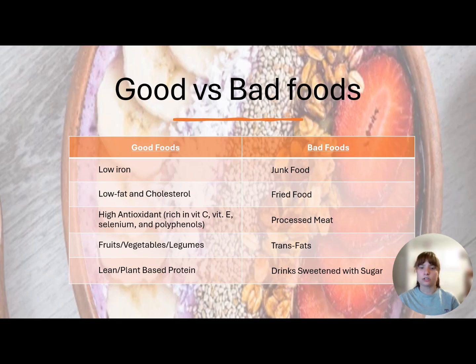This is just a quick chart of good versus bad foods. Of course, good is just low iron, fat, cholesterol, high antioxidants, fruits, vegetables, legumes, and lean and plant-based protein. We have already went over the bad foods, so I'm going to skip over them.